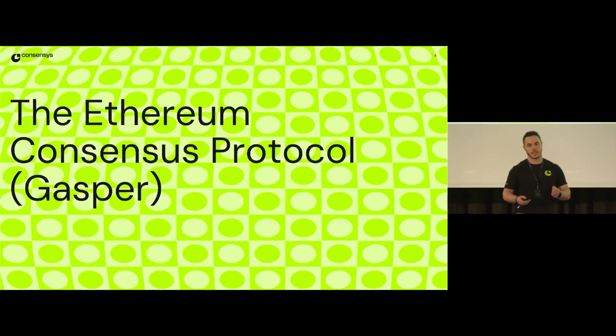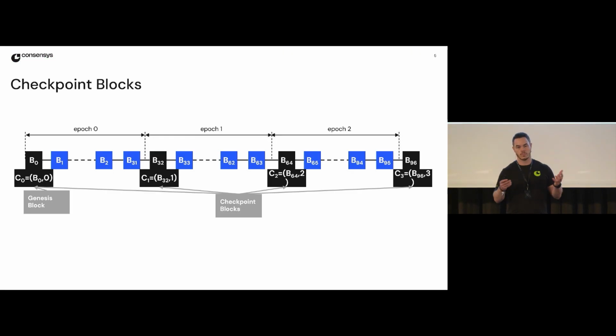So, moving to these fundamental concepts of the Ethereum protocol. As most of you know, we have our beacon chain, which is composed of blocks. Blocks are organized into epochs. Epochs are organized into slots. And some blocks play a special role. These are called checkpoint blocks. And for simplicity today, we say they are the first block in each epoch.